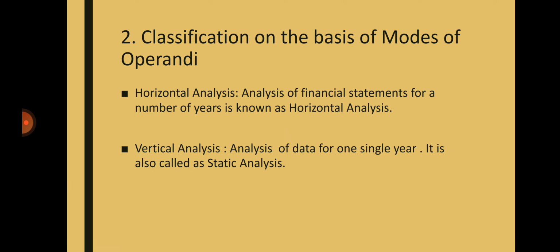And the next classification is on the basis of modes of operandi or methods of operation. In that, first one is horizontal analysis, that is, analysis of financial statements for a number of years is known as horizontal analysis, whereas analysis of data for one single year is known as vertical analysis. And vertical analysis is also called static analysis.